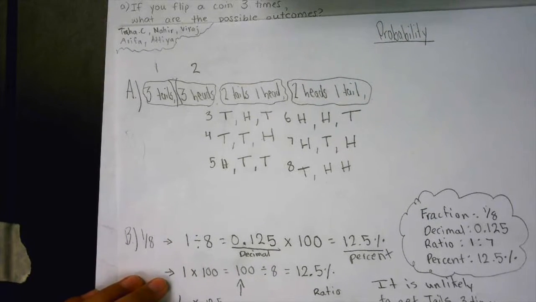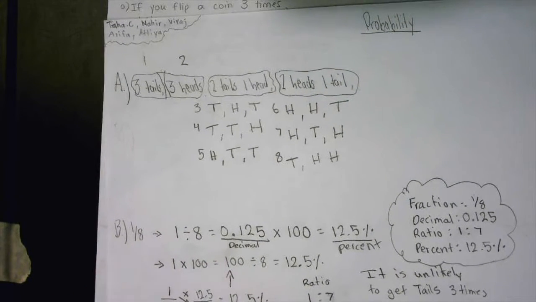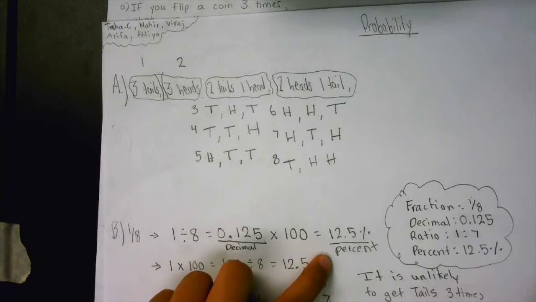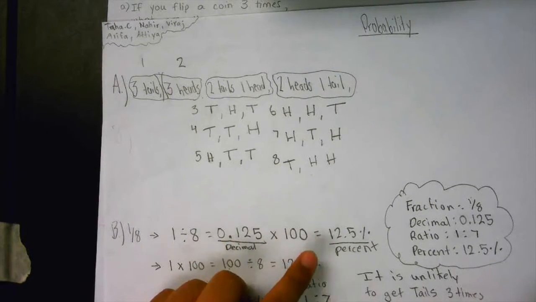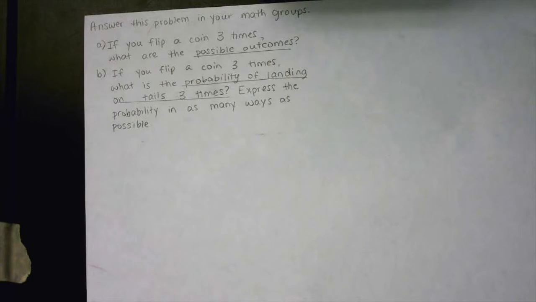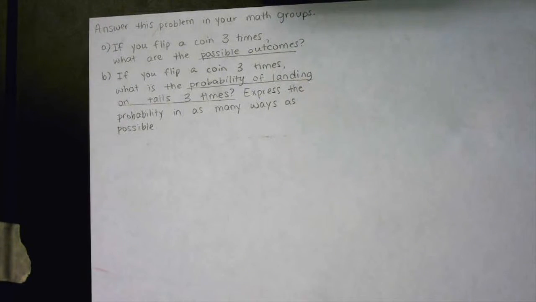Okay. And so did you determine that it was likely or unlikely to get 3 tails? It was unlikely because the percent of getting 3 tails was 12.5, which is closer to 0 than it is to 100%. Great answer. Did anybody use a different method to get their answer?